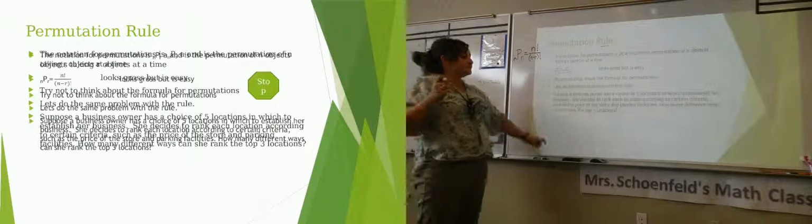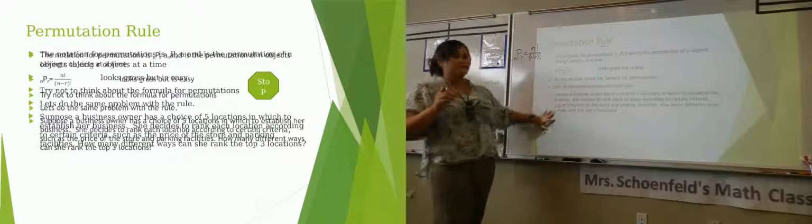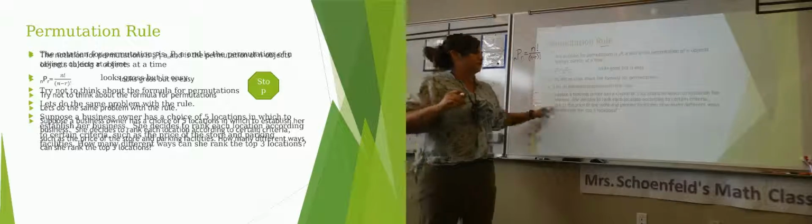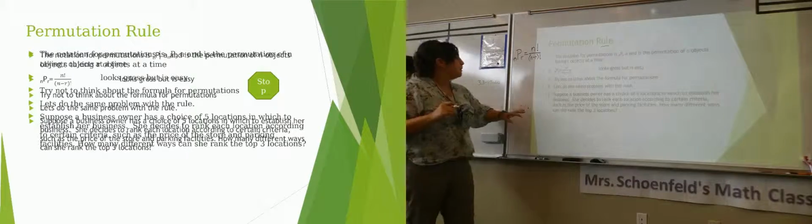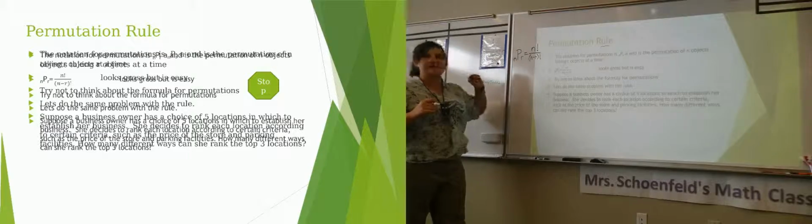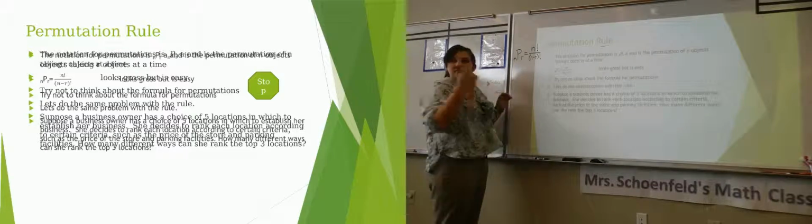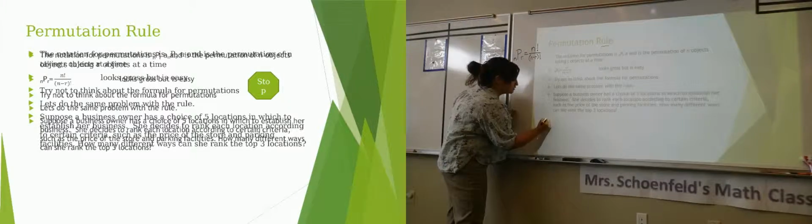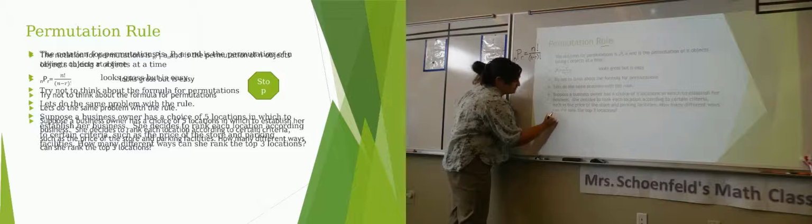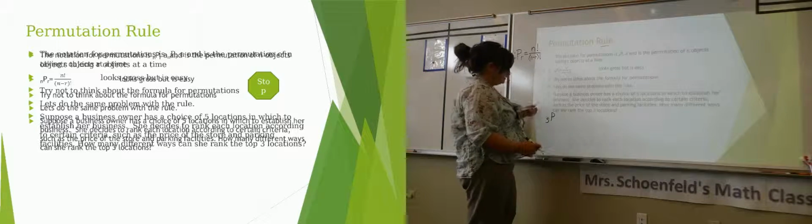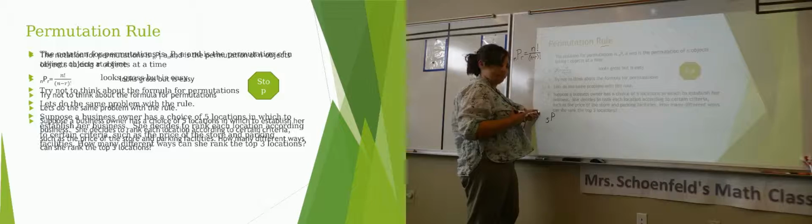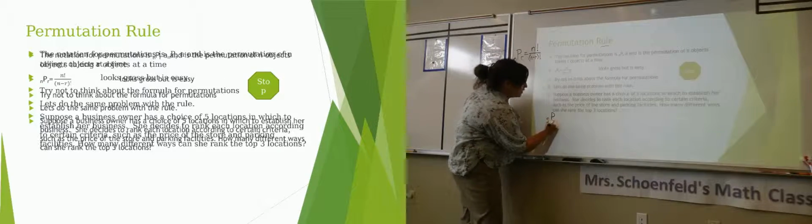Okay, so suppose the business owner, we're using the same problem. I didn't even change the problem. We're just doing those top 3 locations. So how many total places do I have? That's my n. This is 5. So what I'm trying to do is 5P3.